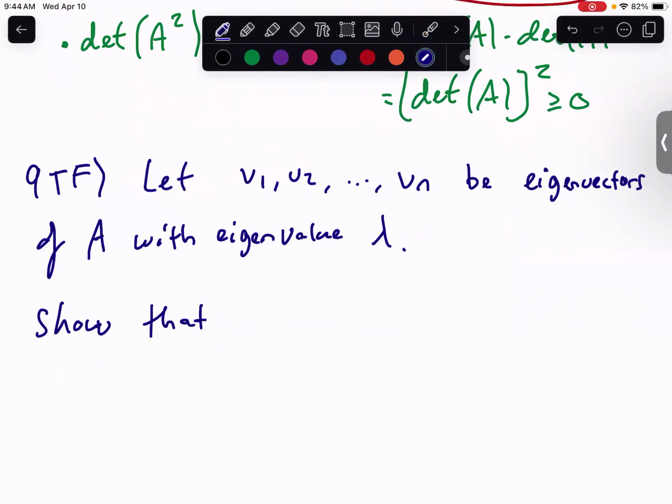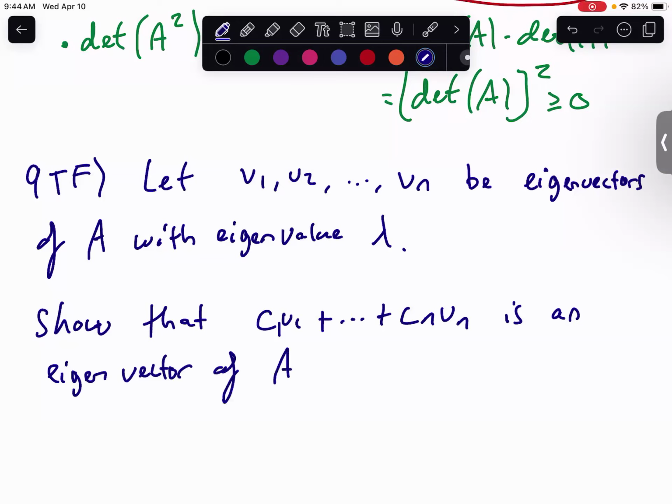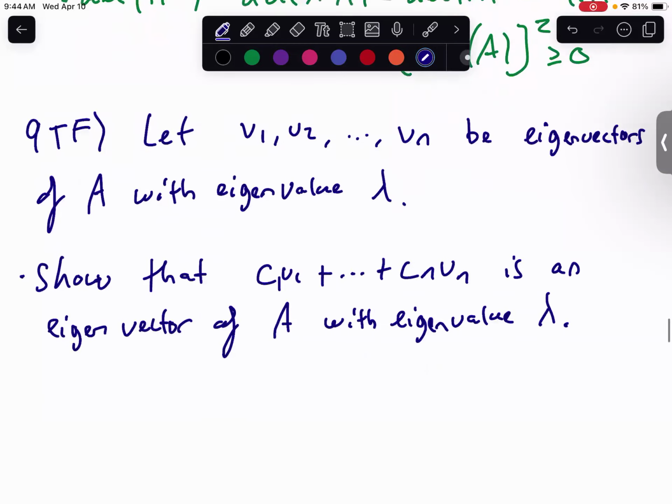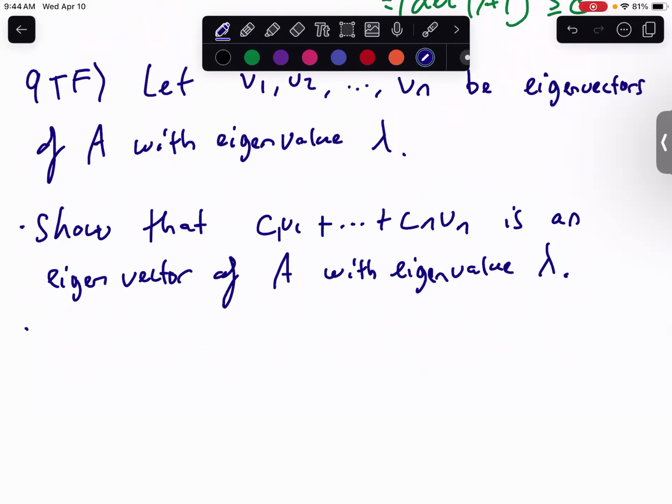At least you want to see what ends up happening. So we want to show that C1 V1 all the way up to plus Cn Vn is an eigenvector of A with eigenvalue lambda. So this is pretty much saying that the eigenvectors with a shared eigenvalue form a subspace. They're closed under linear combination, which would be useful information to have, right? Then we can have an eigenspace.